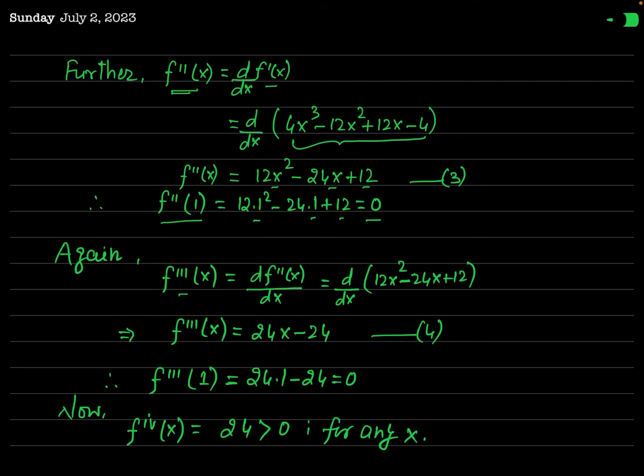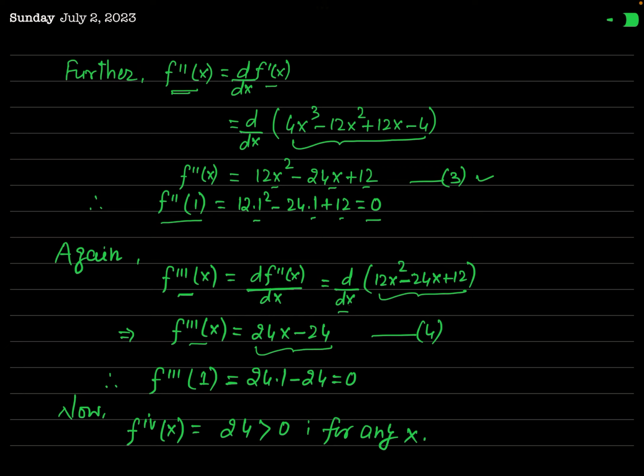Now again we will further differentiate this function to get the higher order derivative. So the third order derivative, this is f triple dash of x, and that will be obtained by differentiating the second order derivative f double dash of x with respect to x. So this can be written as d/dx of f double dash of x, which you can see in equation 3. f double dash of x is 12x² minus 24x plus 12, and when we differentiate it, our result will be f triple dash of x equal to 24x minus 24.